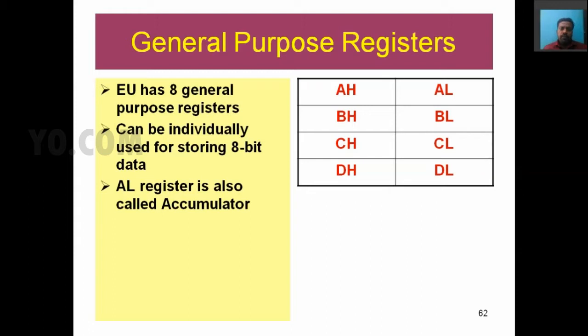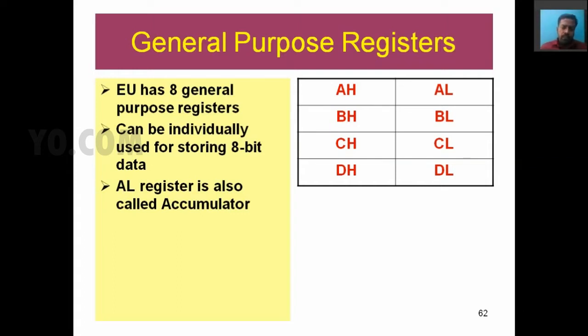So the execution unit has 8 general purpose registers. They can be used individually for storing 8-bit data, or combined as 16-bit. So AH and AL: H means high, L means low. A represents the accumulator, so it is a 16-bit register. We can store 16-bit data, or 8-bit data accordingly.